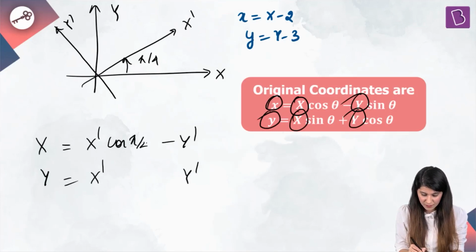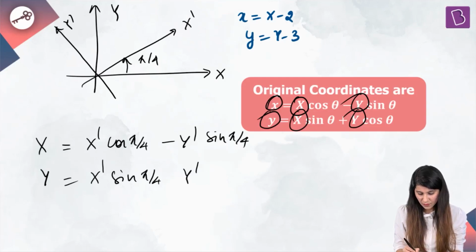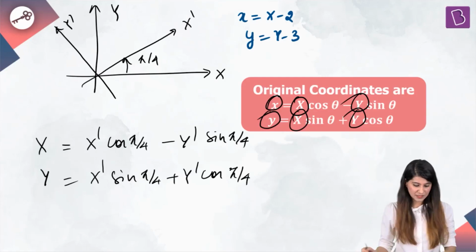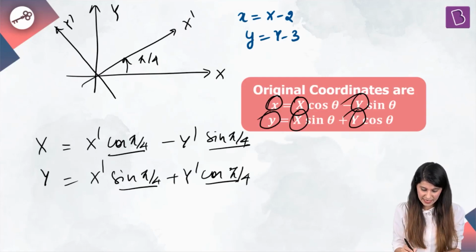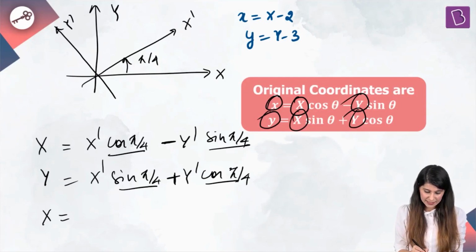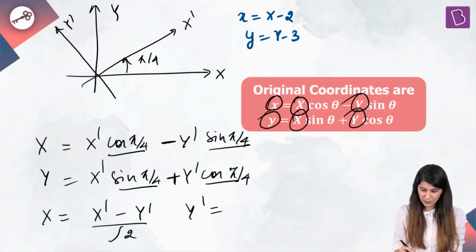Cos pi by 4, sin pi by 4, sin pi by 4, cos pi by 4. This is the way how you remember this formula actually. Cos, cos, sin, sin. Here minus sign, here plus sign. So what I'll be getting is capital X equals x dash minus y dash by root 2. Capital Y is equals to what? Capital Y is equals to x dash plus y dash by root 2.